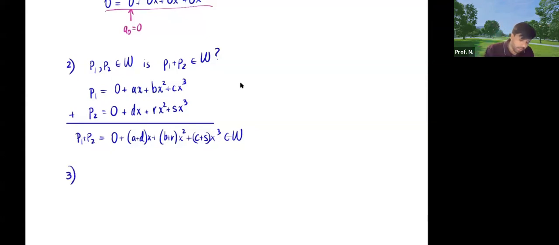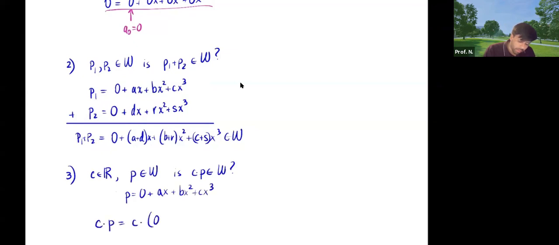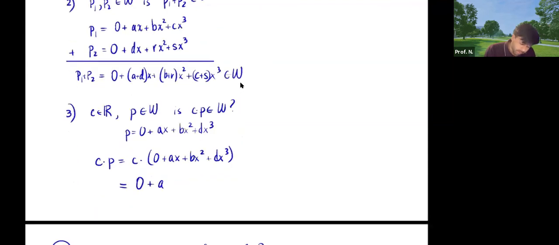And then lastly, what happens if I have a scalar and another polynomial in W? Is C times P also in W? Do you see where this is going now? Well, C is any scalar. Let P equal 0 plus AX plus BX squared plus DX cubed, using a different variable coefficient. So C times P is 0 plus CAX plus CBX squared plus CDX cubed.